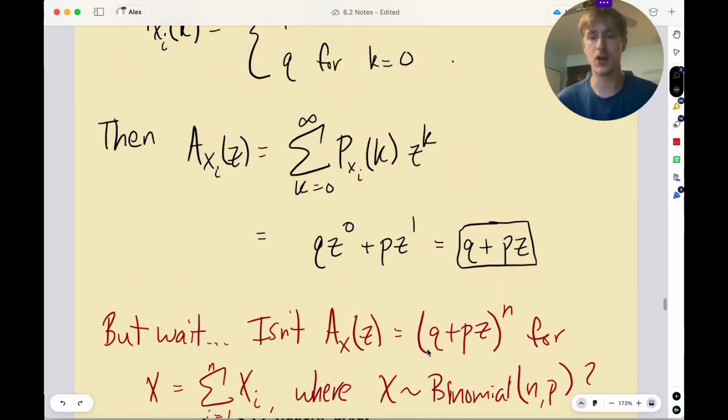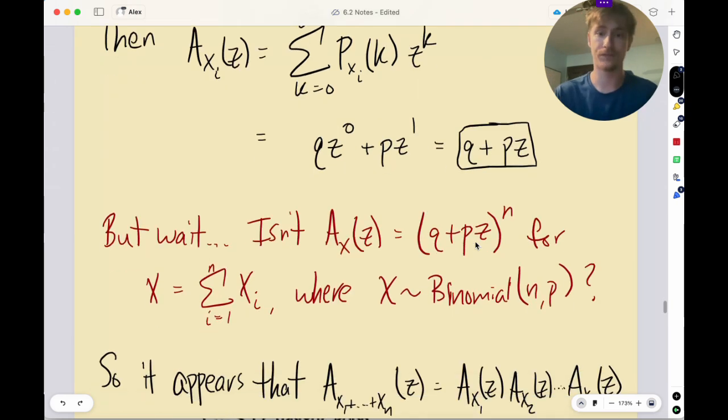This relationship right here, yes, if you sum a bunch of Bernoulli random variables with this generating function, you can just multiply them together. And the reason that I'm making such a big deal about this is when we talk about characteristic functions, it's going to have a very similar relationship, and we're going to use that for the proof of the central limit theorem.